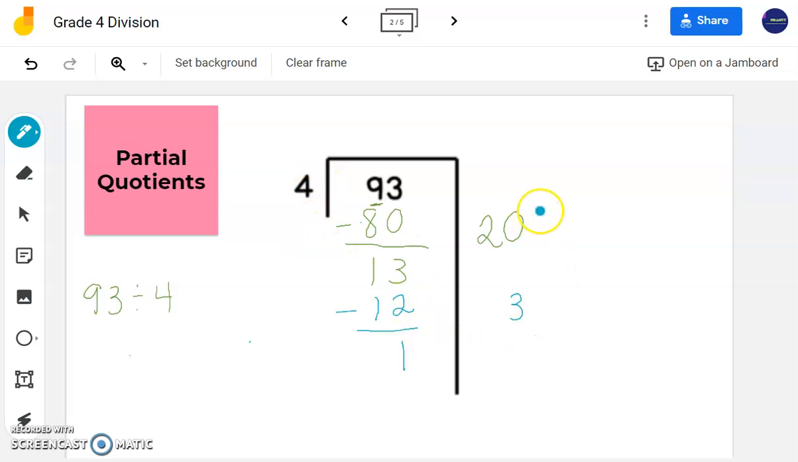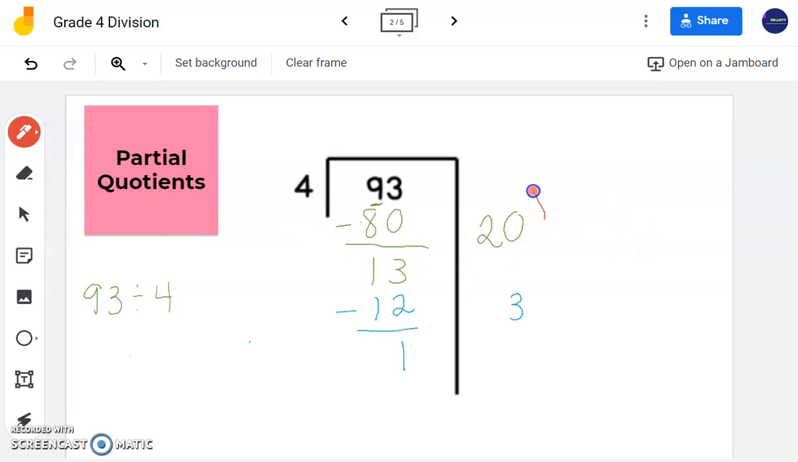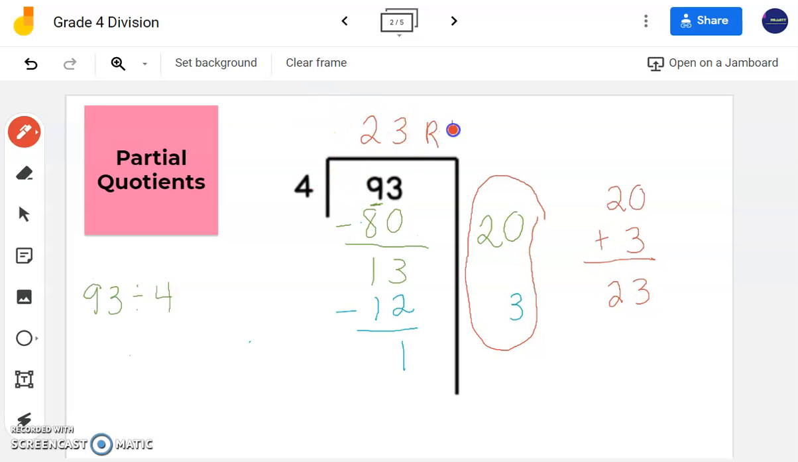Now to determine my final answer, let's do this in red. I'm going to look at my answer choices. I have 20 plus 3. So on the side, I can do 20 plus 3, which happens to be 23. Now, 23 is my quotient, but I can't forget about my remainder of 1. So here my answer is 23, remainder 1.